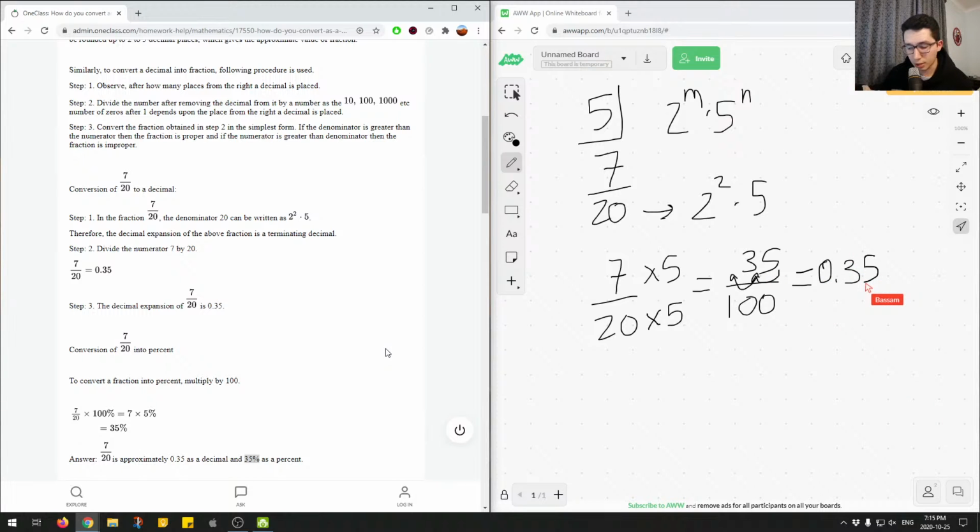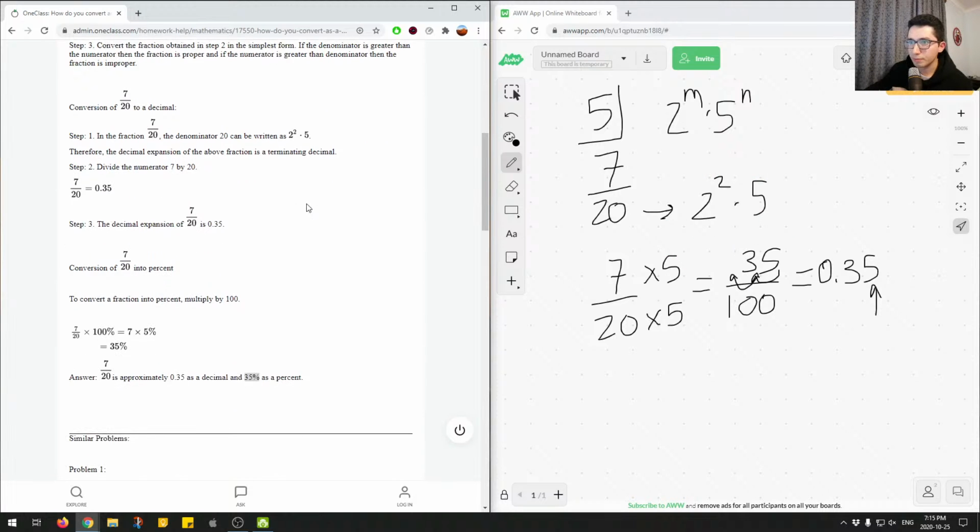And we know it terminates at 5, so the rest is just zeros, but we don't necessarily write that. But this validates that yes, it's a terminating decimal.